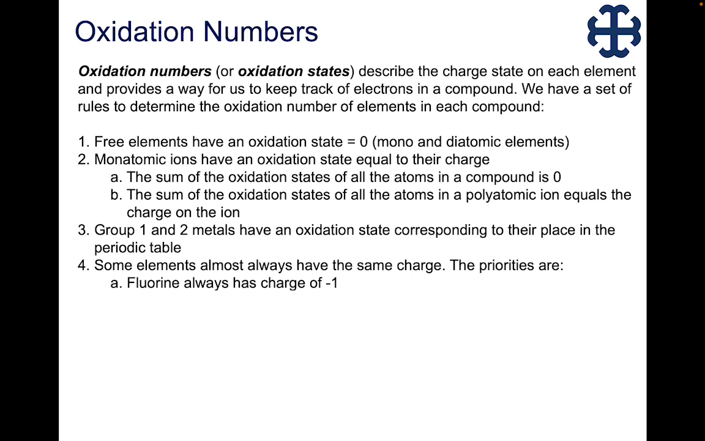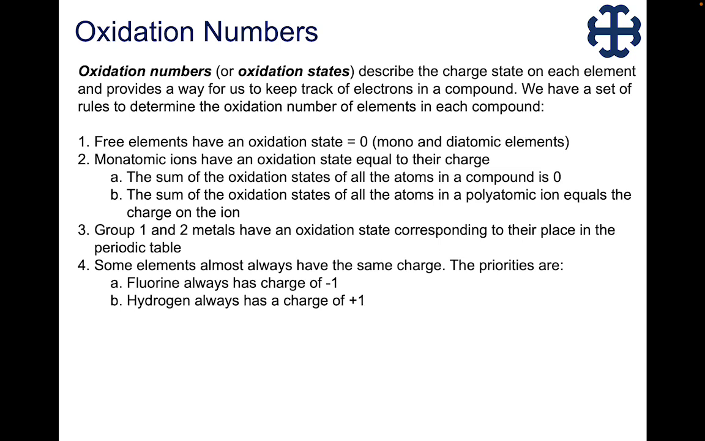Our next rule is that some elements almost always have the same charge. And so we have, again, priorities for these. Fluorine will always have a minus 1 charge, the exception, of course, being if it were F2, it would just be the element. The oxidation state of fluorine in F2 is 0. But in all other cases, fluorine will have a charge of minus 1.